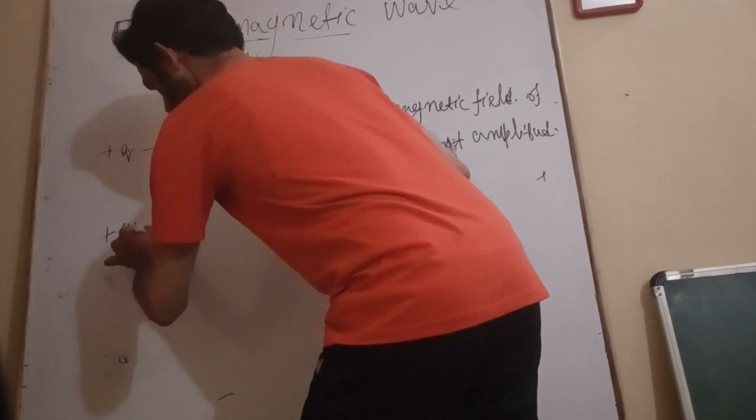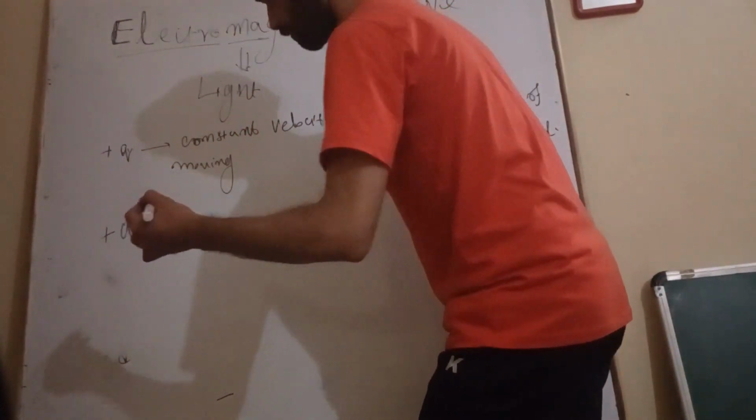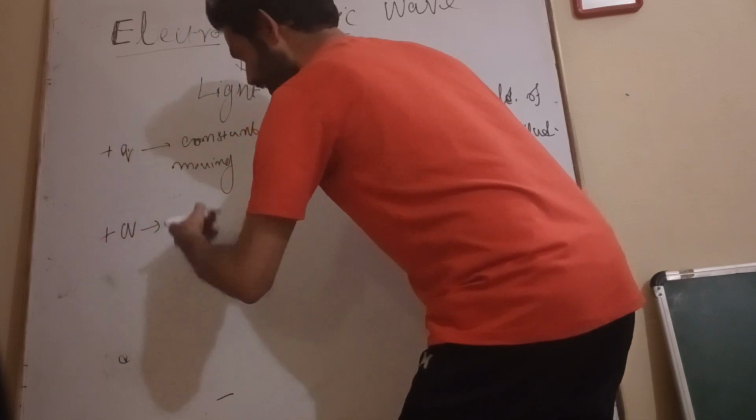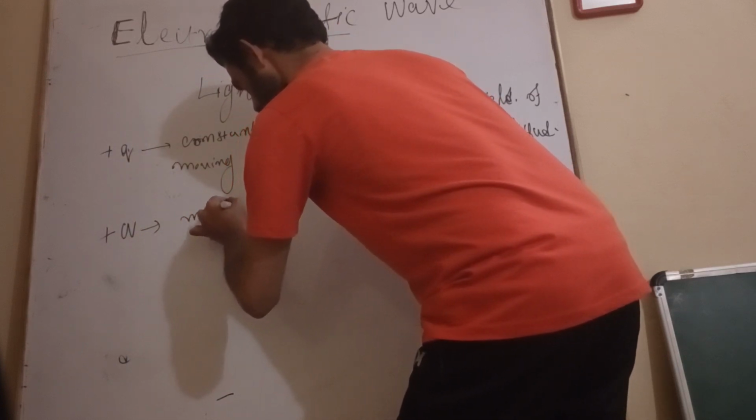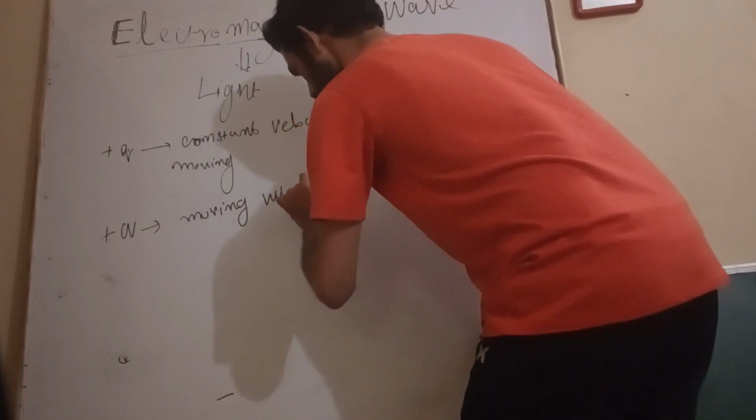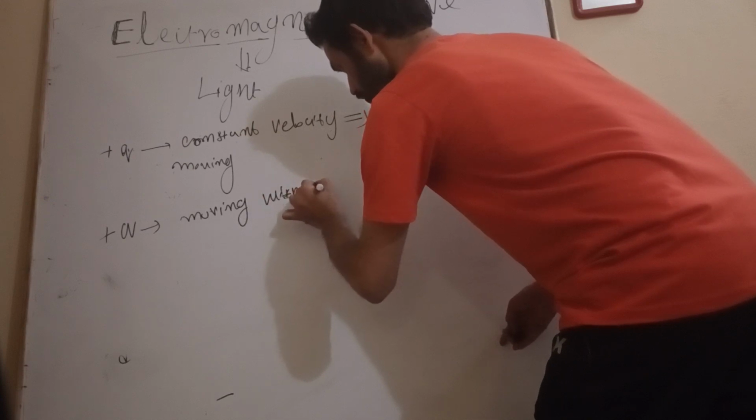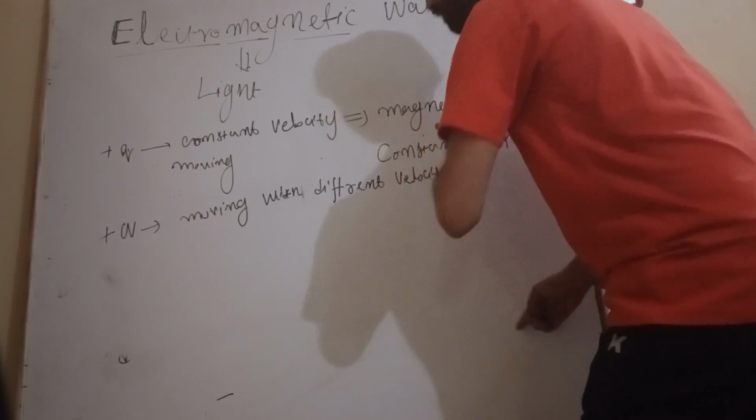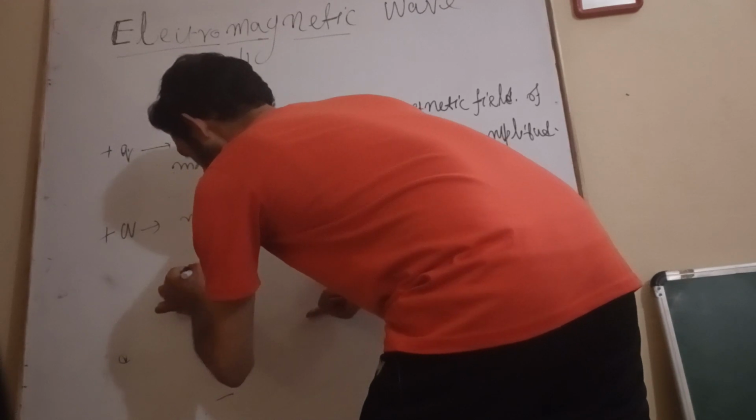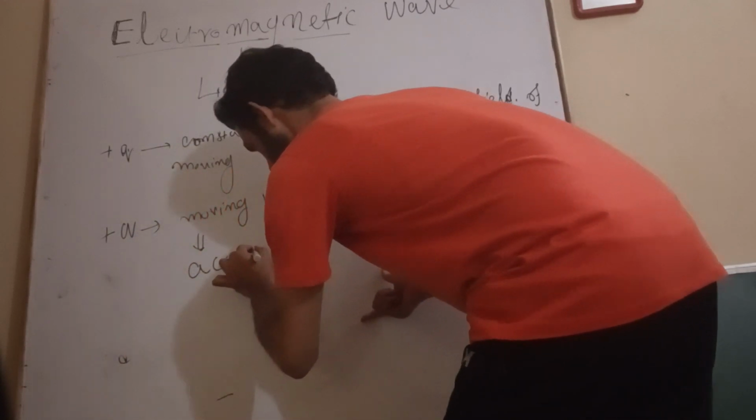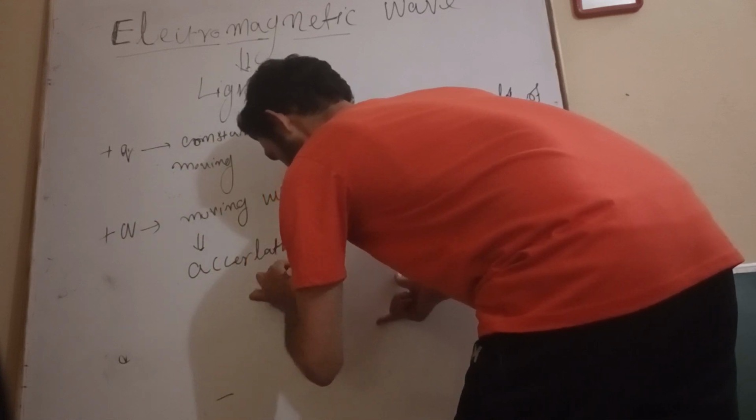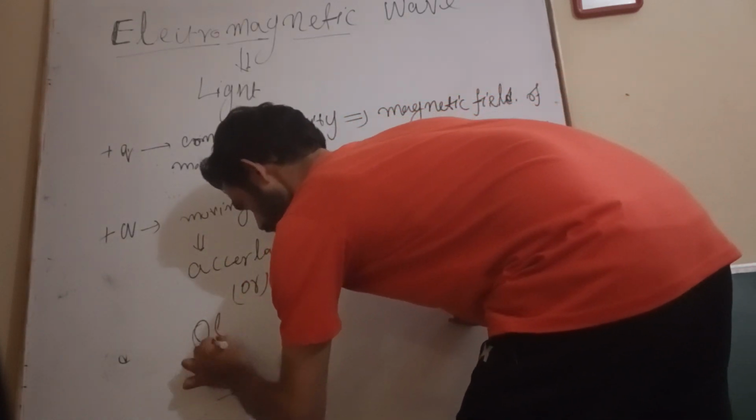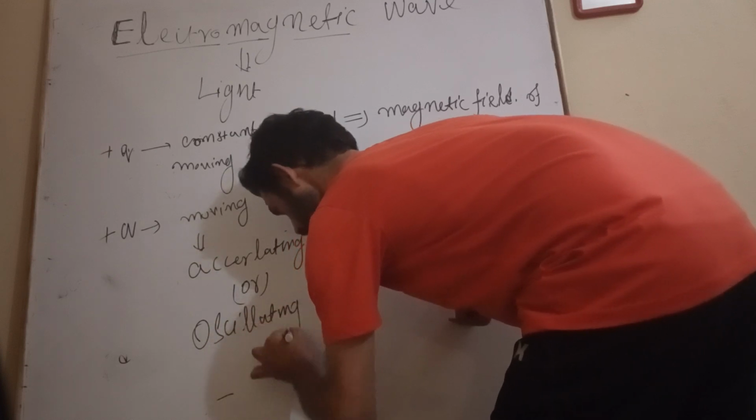Similarly, if I say that this is my charge, positive charge, if it is moving with different velocity, it means it is accelerating. If this charge is moving with different velocity, this implies that it is an accelerating charge. Or you can say it is an oscillating charge. Charge is oscillating.